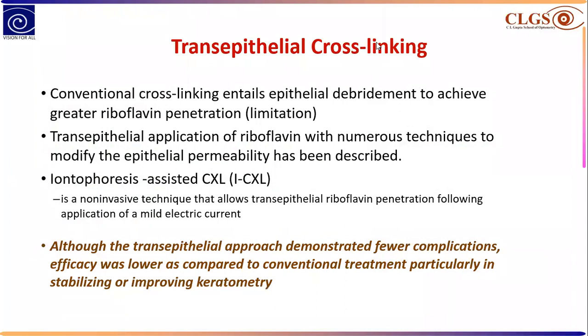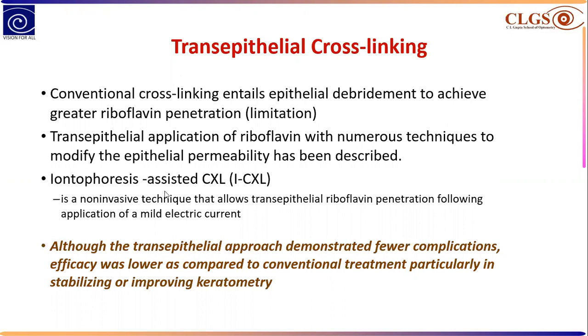And the third type of CXL is the transepithelial cross-linking. Now, what is the meaning of transepithelial? Transepithelial means through the epithelium. In the earlier two processes, one is the standard and the other is the accelerated, we have to remove the epithelium. So why do we need to remove the epithelium? For better absorption of the riboflavin into the stroma.